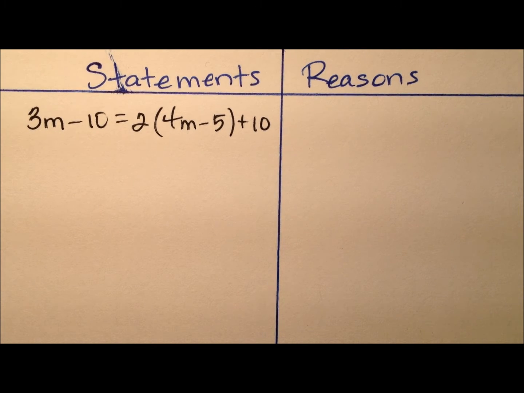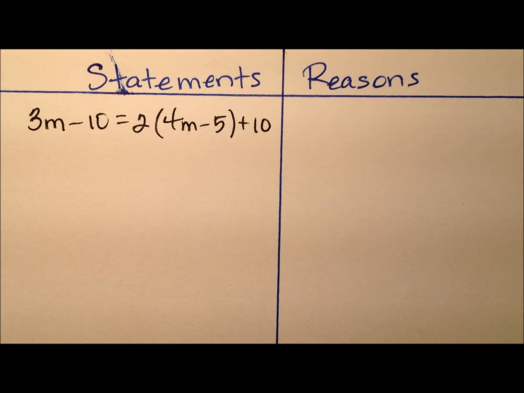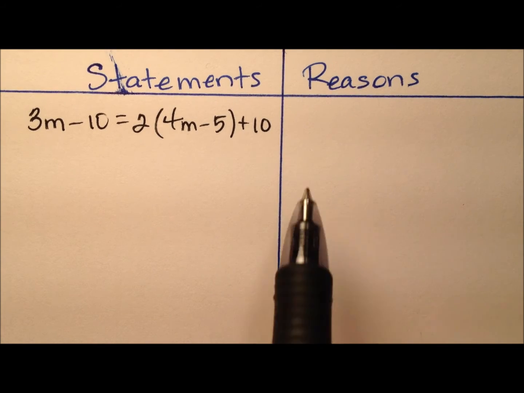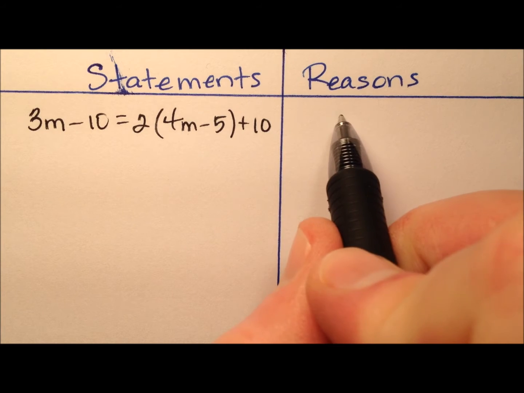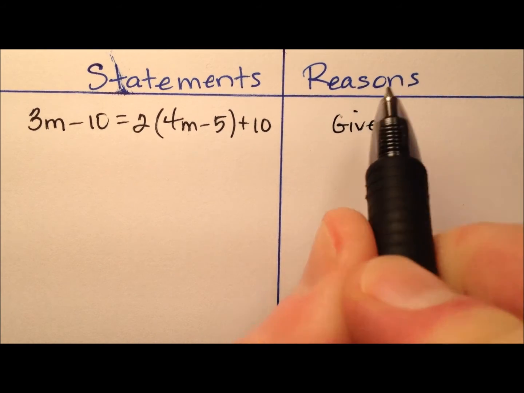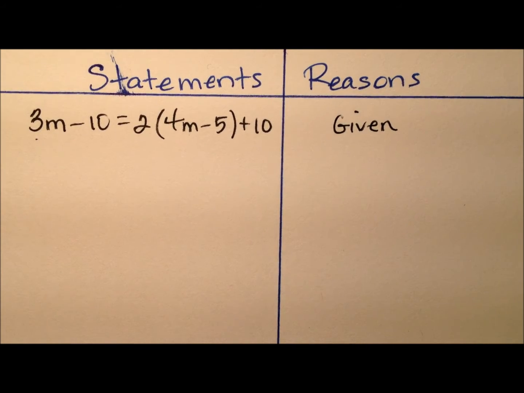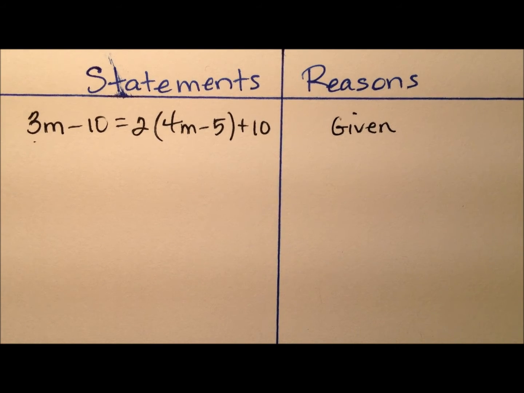Now, these two-column algebraic proofs are a great way to get you prepared for the more rigorous proofs that you'll see in geometry. So let's go ahead and get started. So the first reason that we always give is just, well, given. Because this equation was given to us. So that's what we're going to do. We're going to solve it.